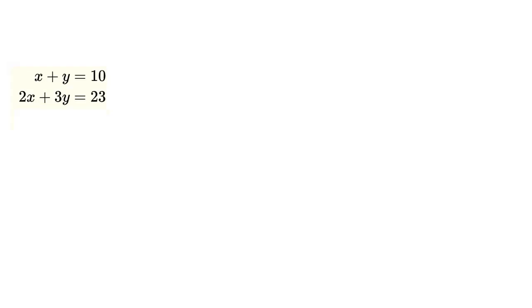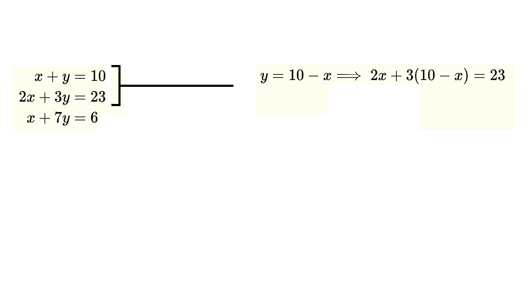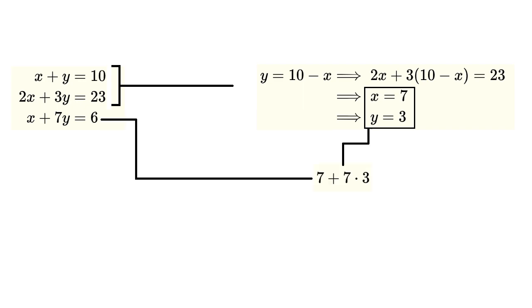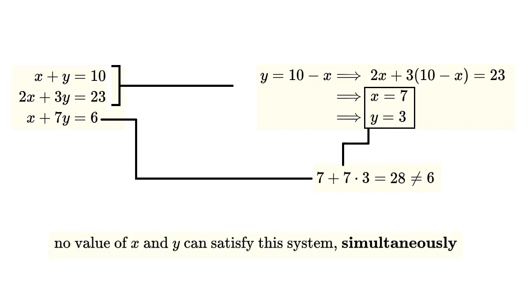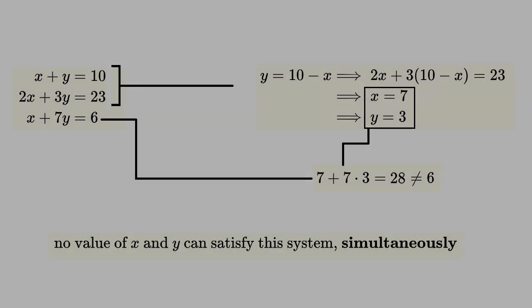Imagine you have a system of three equations in two unknowns: x plus y is equal to 10, 2x plus 3y is equal to 23, and x plus 7y is equal to 6. We could pick any two of these to find x and y. So taking these two and solving them simultaneously, we get x as 7 and y as 3. Okay, does this agree with the third equation? No. 7 plus 7 times 3 is 28 and not 6. This is what an inconsistent system is. There exists no value for unknowns in the equations that could satisfy all of them at the same time.